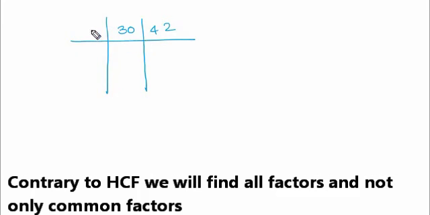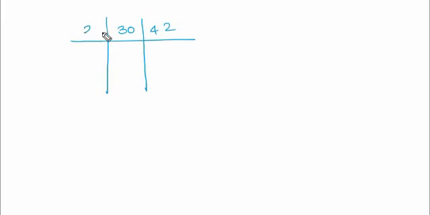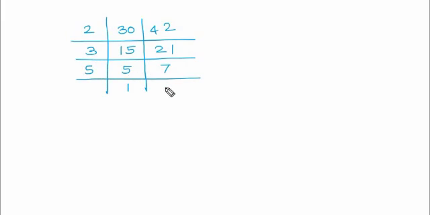So if I want to find LCM of 30 and 42. First thing is we will write all the factors, not only the common factors, but all the factors. So 2 is a factor of 30 and 42. 2 15s are 30, 2 21s are 42. Now 3, 3 5s are 15, 3 7s are 21. Now here there is no common factor, so we'll use 5. 5 ones are 5, and 7 we'll take as it is down, because we cannot divide 7 by 5.